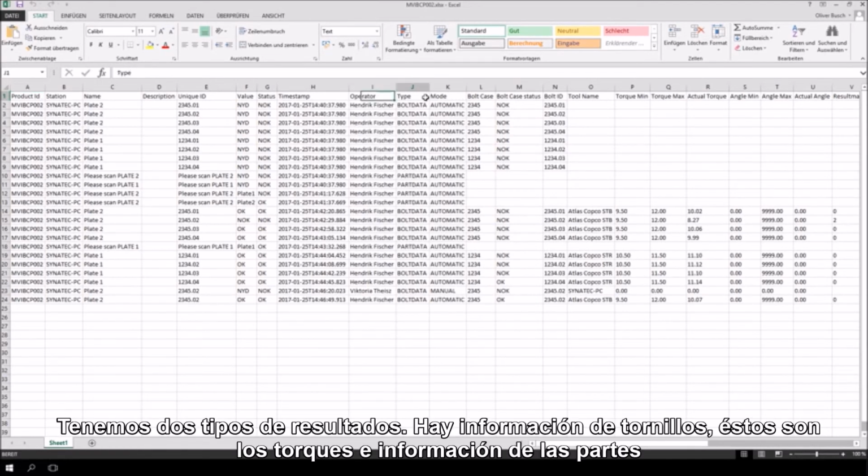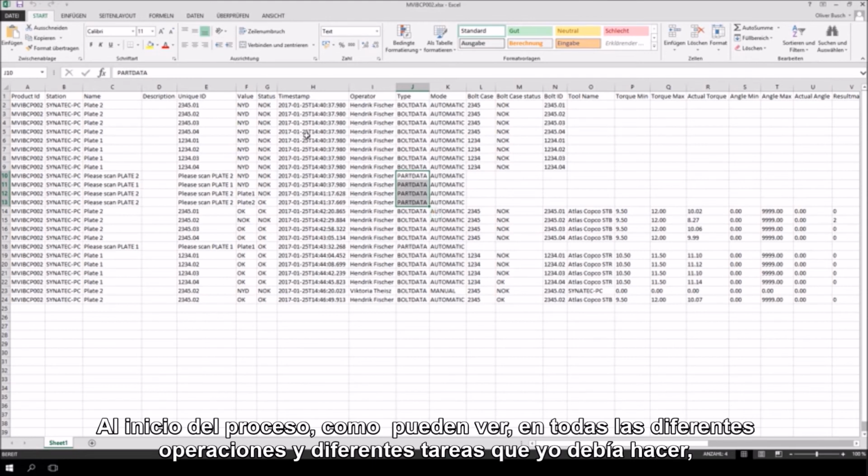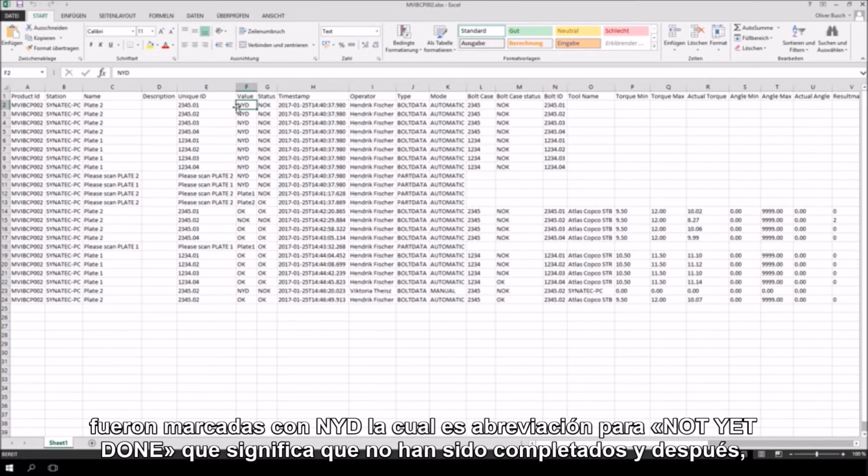We have two types of data in here. There's bolt data, these are all the torques, and there's part data, which is the information that was gathered when I scanned the plates, either correctly or incorrectly. At the beginning of the process, as you can see, all the different operations, all the different tasks that I was supposed to do were marked with NYD, which is short for not yet done, meaning they haven't been completed.